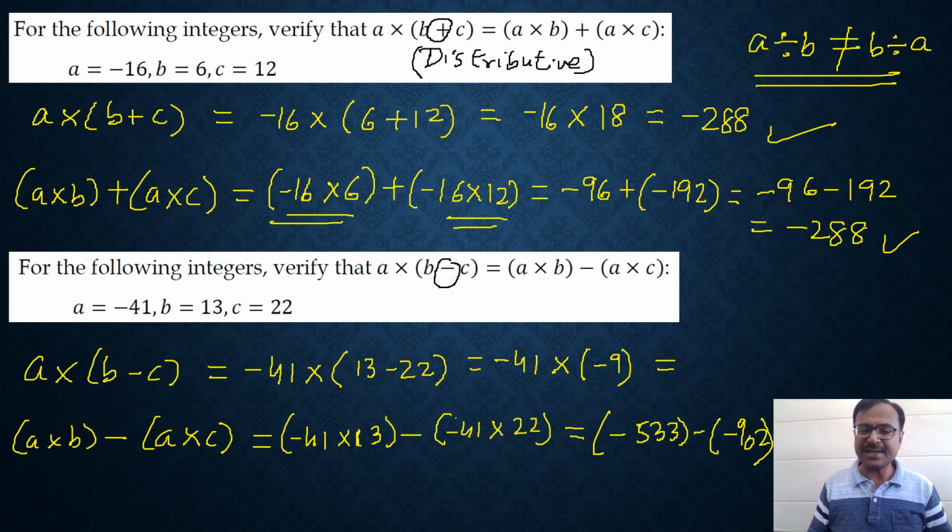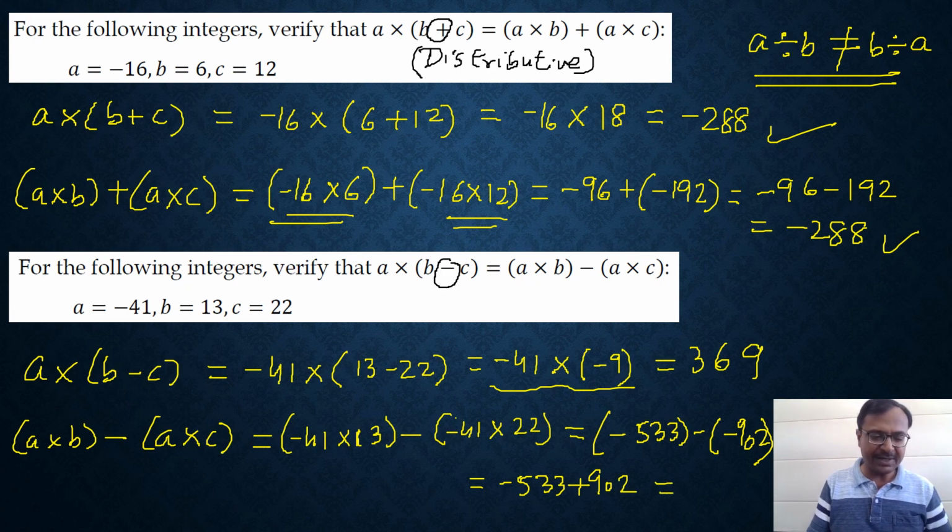Likewise, in this case, both are negative, so answer will be positive. 9 ones are 9, 9 fours are 36, so 369, and minus 533 plus 902. If you check 902 minus 533, it is also going to be 369. So the distributive property holds good for minus also.